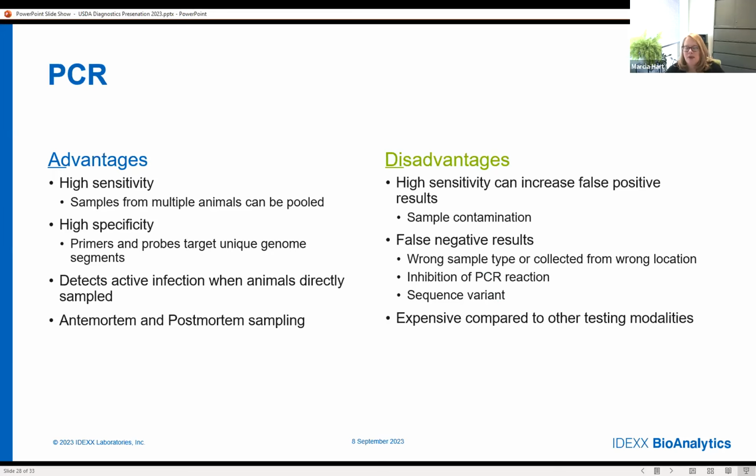They just inhibit those enzymes that cause the reaction to occur. And then other false negatives would be a sequence variation or a variant. So if I have some kind of mutation or change in the antigen itself that doesn't align with the sequence that I'm using for my probes during my assay design, we may need to go back and tweak or redesign the assay to be able to detect those variants. And then it can be expensive compared to other testing modalities.